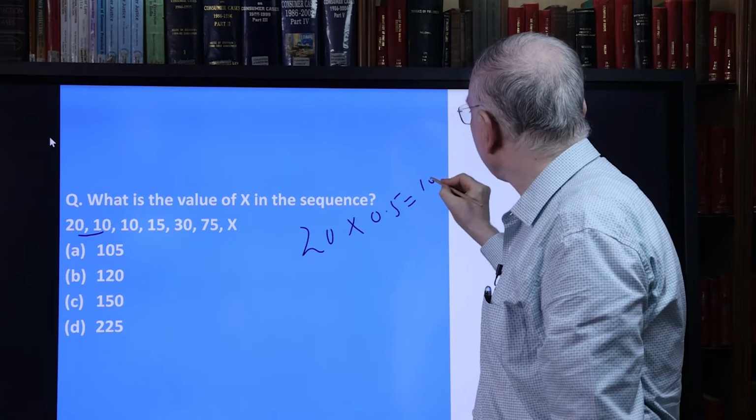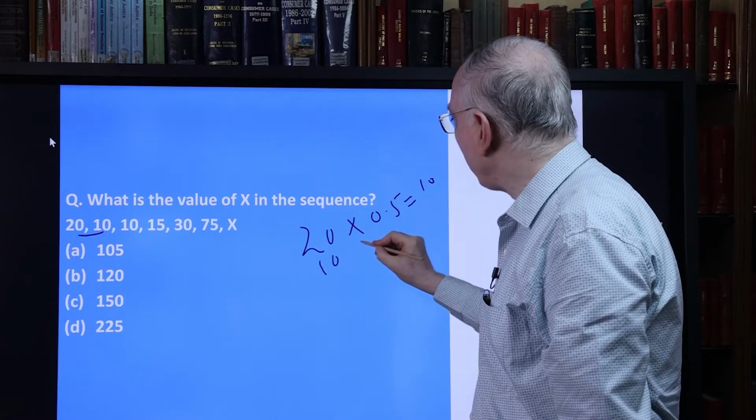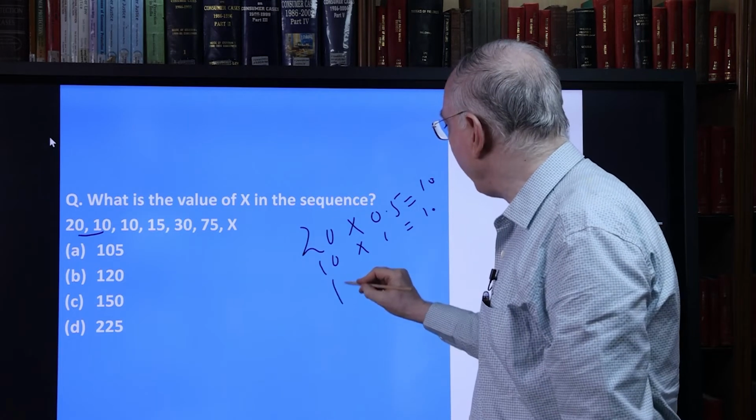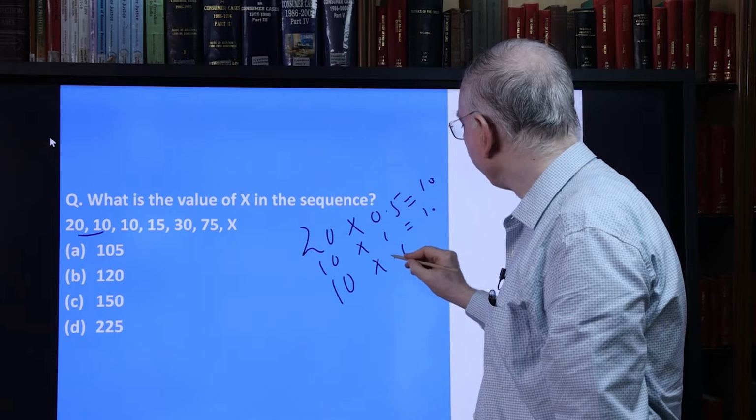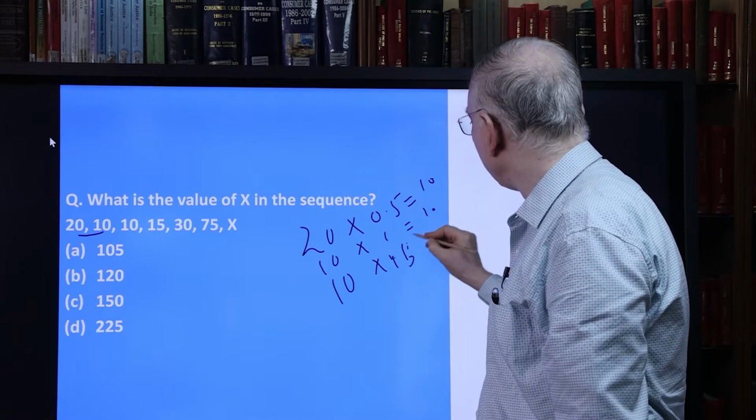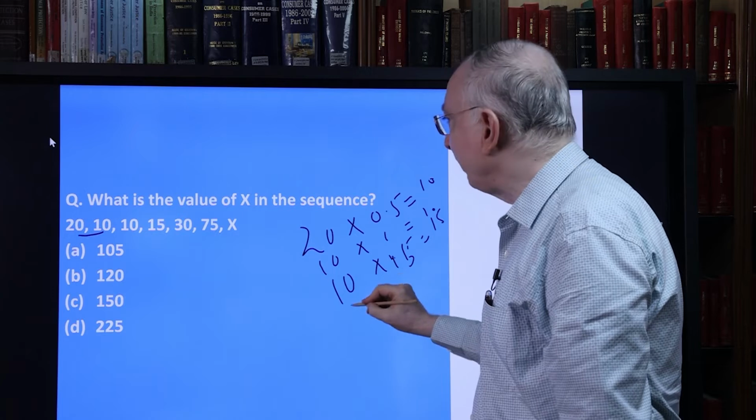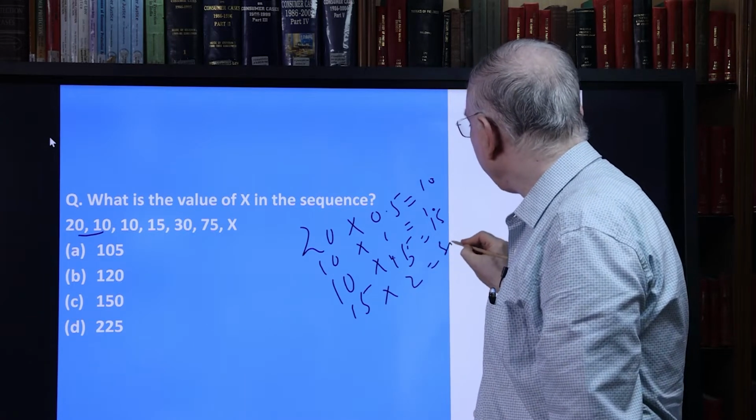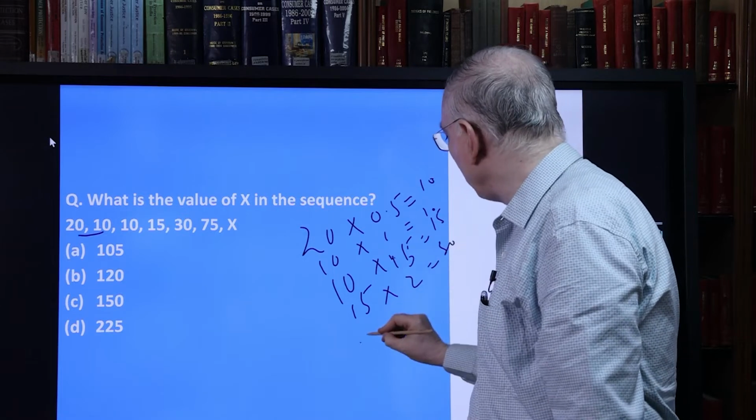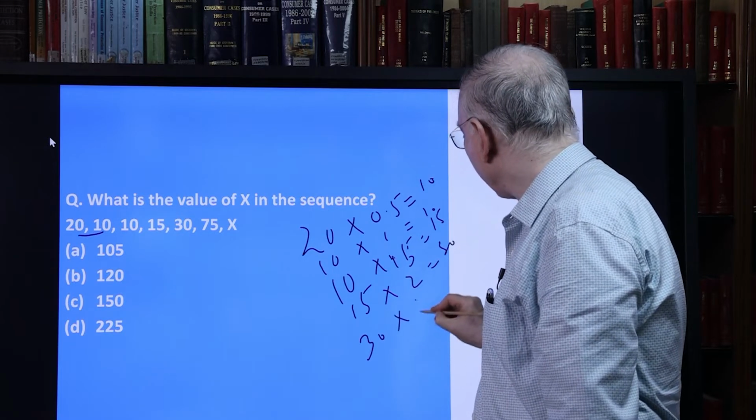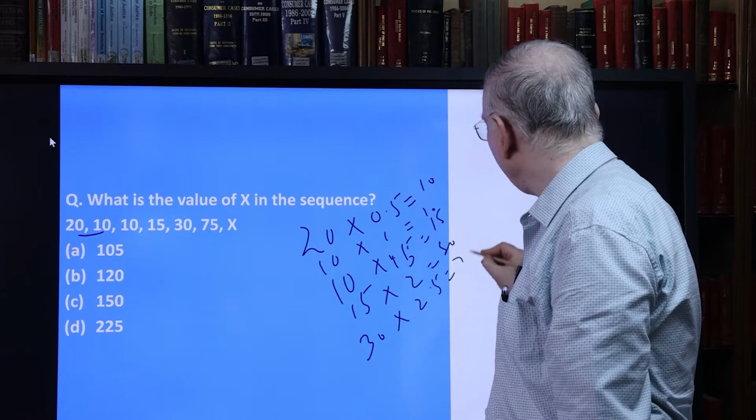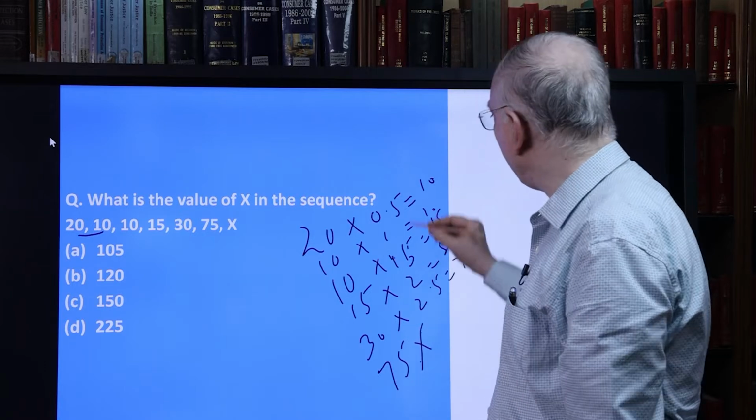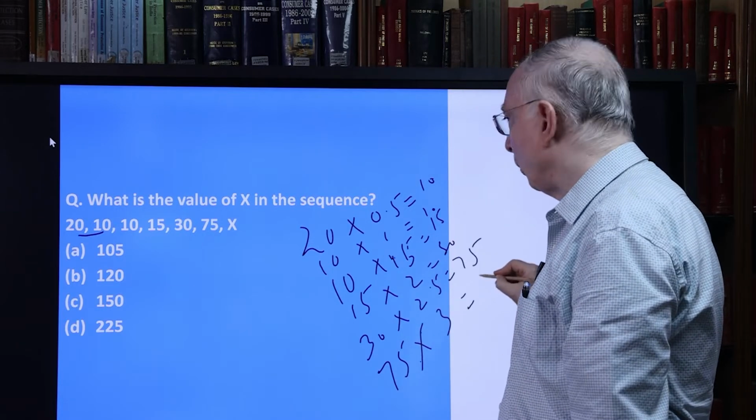Now 10, we multiply this 10 by 1, then we get 10. Then 10 is to be multiplied by 1.5, we get 15, and then 15 is to be multiplied by 2, then we get 30, and so on and so forth. And if 30 is to be multiplied by 2.5, we get 75, and if 75 is to be multiplied by the next number, which will be 3, is equal to 225.